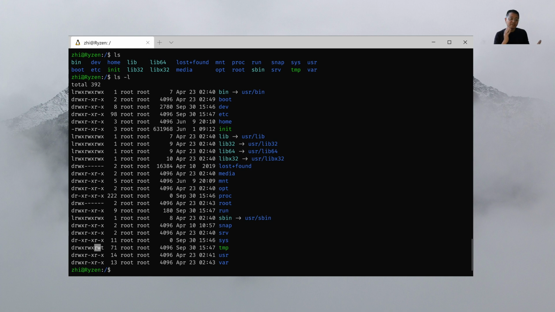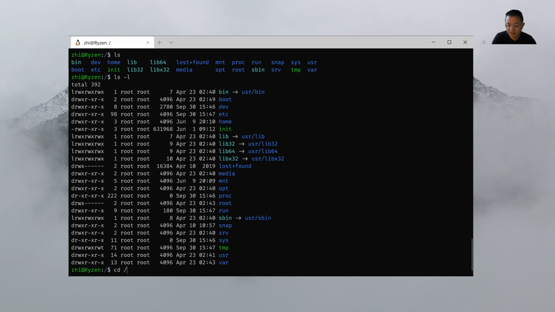So what if one user creates a temporary file, but another user tries to write into this file or delete this file? It would be a disaster. So the sticky bit basically says that if you have a file under a sticky directory, only the root user or the owner of the file or directory can delete or rename the file.